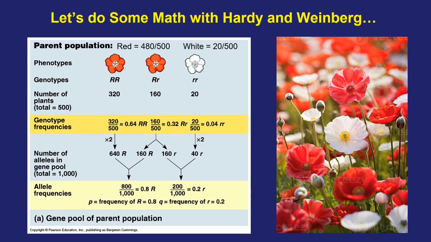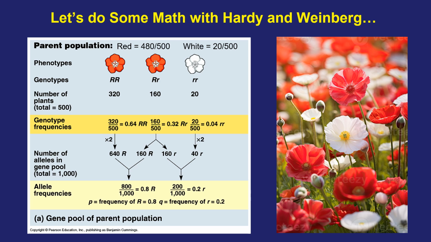First of all, let's calculate the phenotypic ratio. Now in this chart to the left, they've broken it down by genotype. So we have red individuals that are homozygous dominant, big R, big R. We have red individuals that are heterozygous, big R, little r. We have 320 of the homozygous dominant, 160 of the heterozygous. We add those together, we get 480. We divide by the total number of plants, which is 500, and we're going to get 0.96.